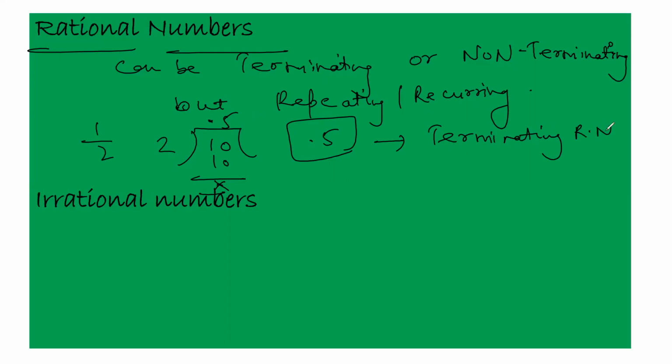Okay, so 1 upon 2 is terminating, but sometimes, suppose 1 by 3, and when you divide 1 by 3, because the dividend is smaller than the divisor, I will put 0 here.